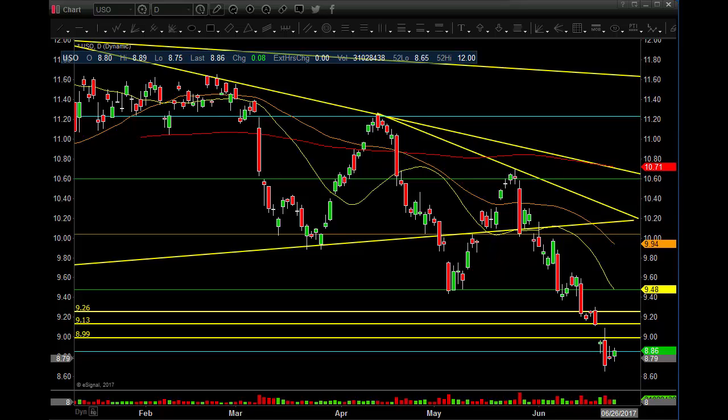Today we're looking at the USO, the UUP, the GLD, and the TLT. We follow the daily, weekly, monthly time frames. We use technical analysis here at StockBookie.com.